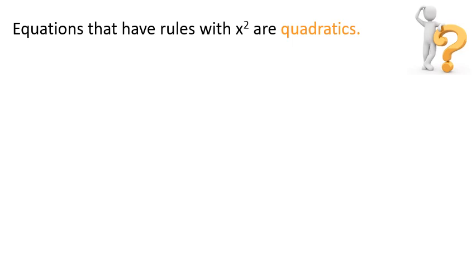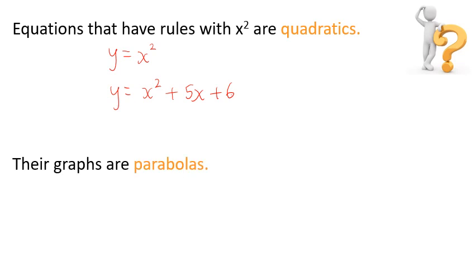Equations that have rules with x squared in them are quadratics. For example, y equals x squared, that's a quadratic. Y equals x squared plus 5x plus 6, that's a quadratic. And their graphs are parabolas. Now, parabolas look like this and like this.